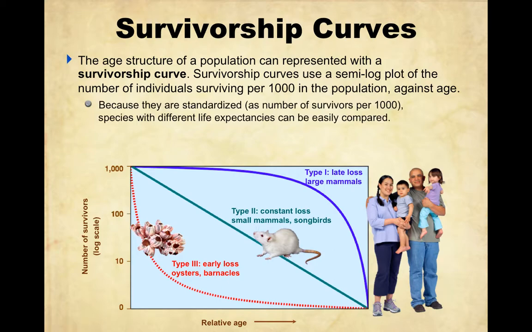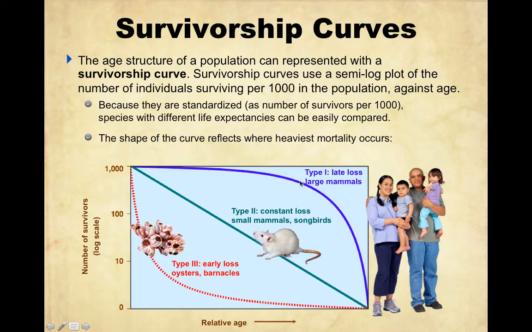So because they're standardized, basically numbers per 1,000, we're looking at species with different life expectancies, and they can be compared relatively easily because, again, we're looking at it per 1,000. And it's going to show you where the highest levels of mortality occur, okay? So type 1, we see the early loss, great high levels of mortality or death. Type 2, it's constant loss. Its age doesn't matter in terms of how successful it's going to be in surviving.